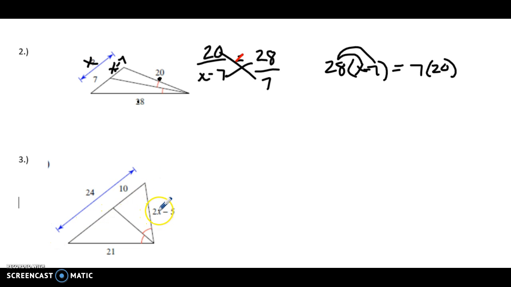Same rule applies here. We could say 2x minus 5 is to 10, as 21 is to this value here. We could easily find that value by subtracting 24 minus 10 and get 14. Okay, so you can do this is to this, as 21 is to 14, set up the proportion, and solve that one on your own.